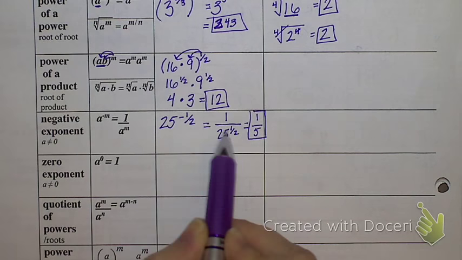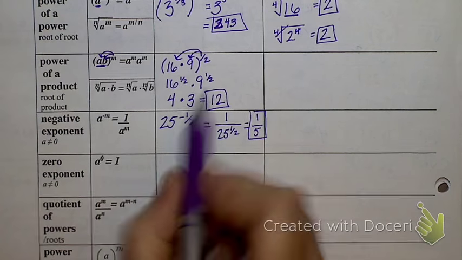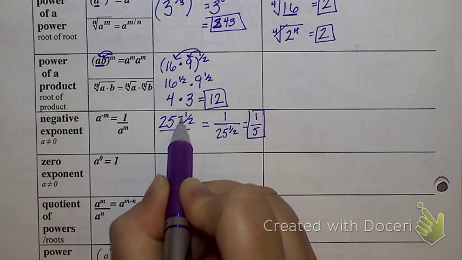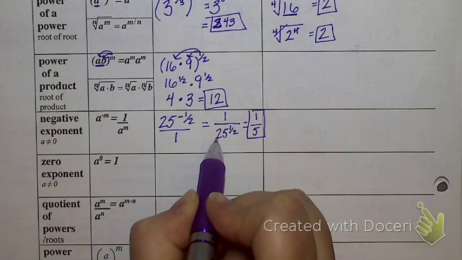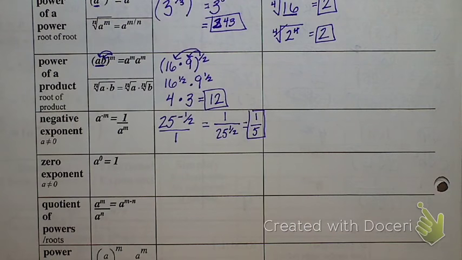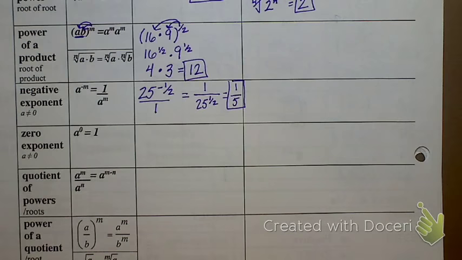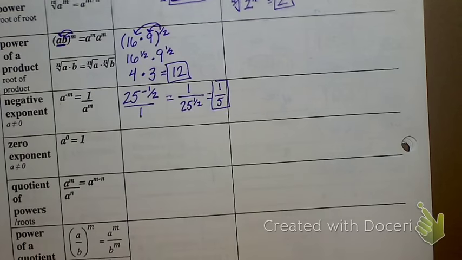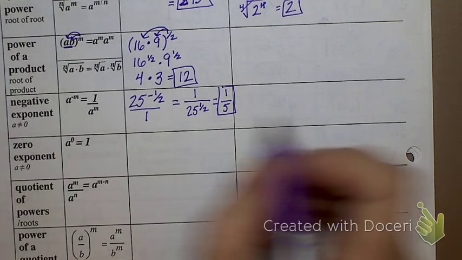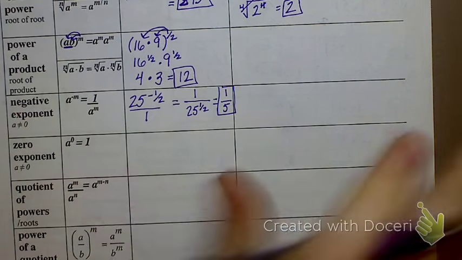How did I get the 1 over 25 to the 1/2? Whenever you have a negative exponent, that means this is currently on the top of a fraction. That means that you move it to the bottom of the fraction and it becomes positive. If I had something that had a negative exponent and it was on the bottom, it would move to the top. You just put it on the other side of the fraction from wherever it is and it makes that exponent positive. Okay?